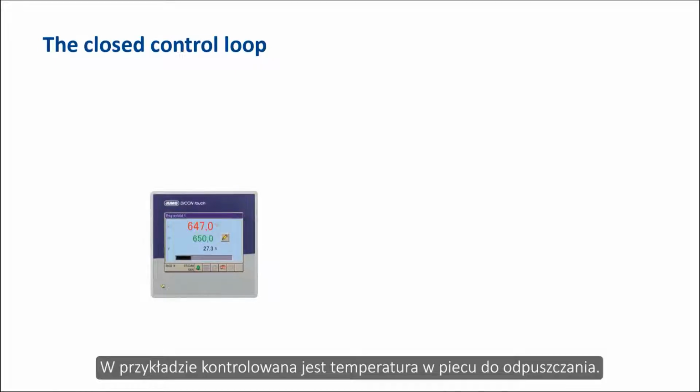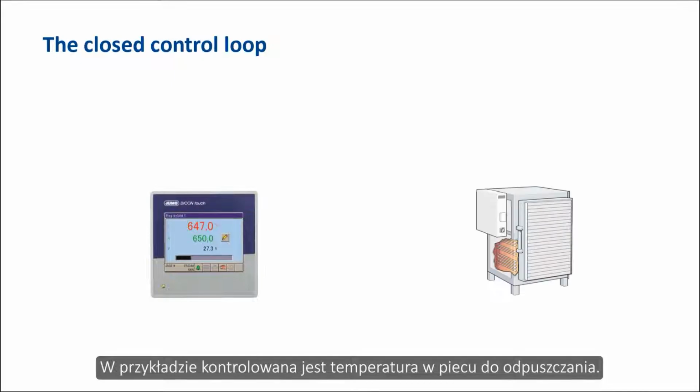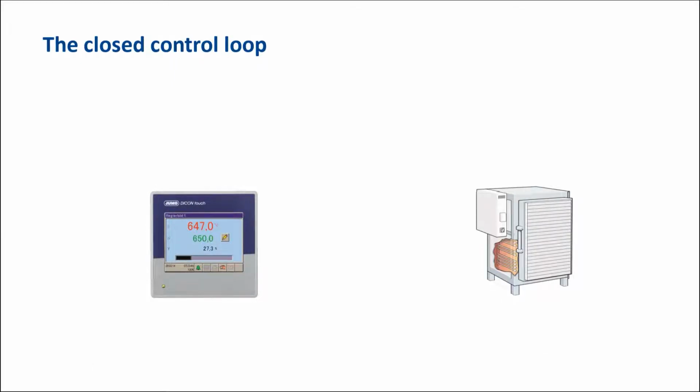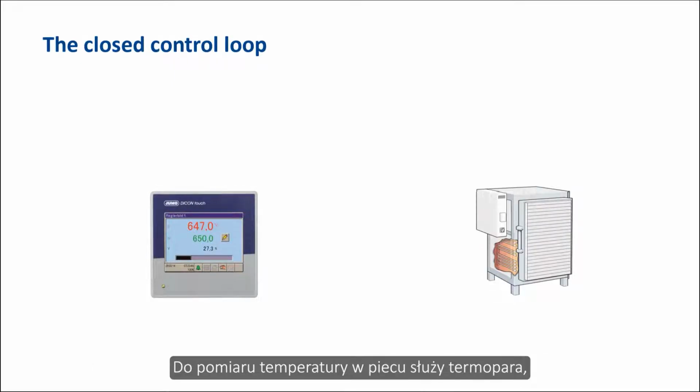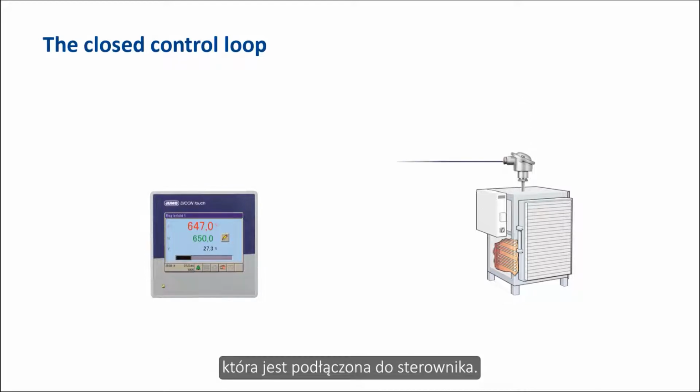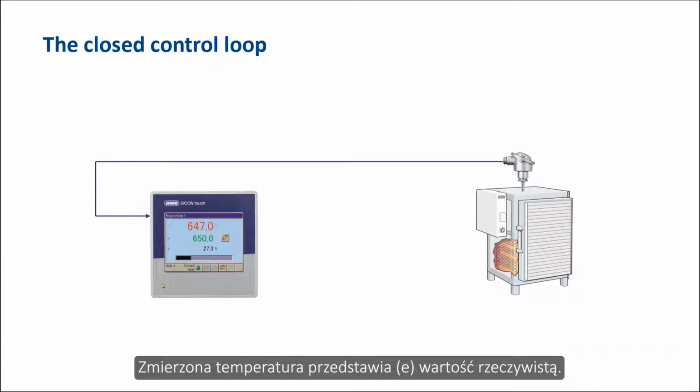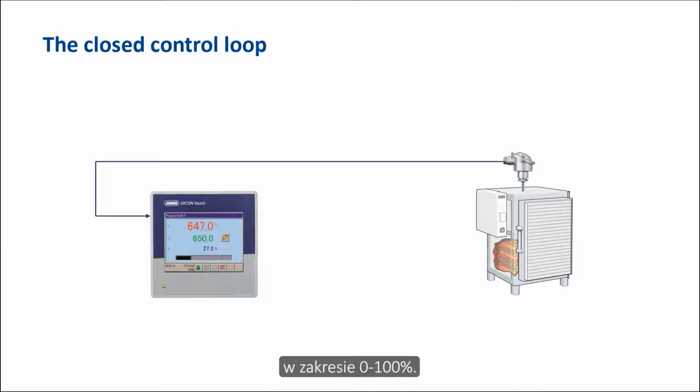In the example, the temperature in a tempering furnace is controlled. For temperature measurement, there is a thermocouple in the furnace, which is connected to the controller. The measured temperature represents the actual value. The controller calculates the respective output level from the setpoint value and the actual value curve. This is in a range of 0 to 100%.